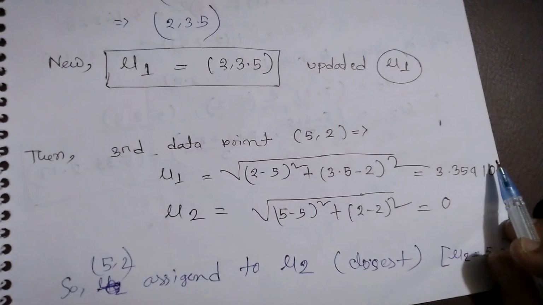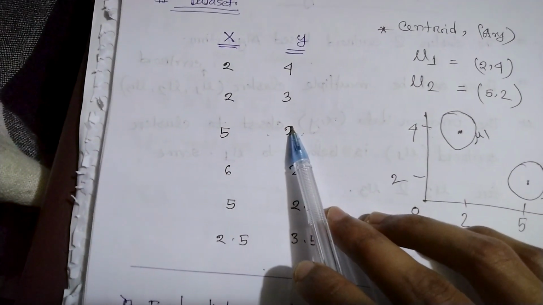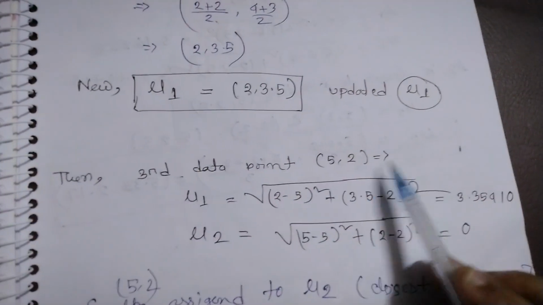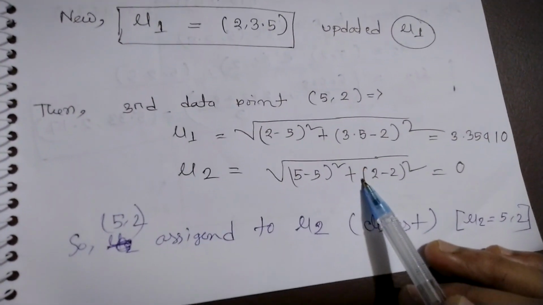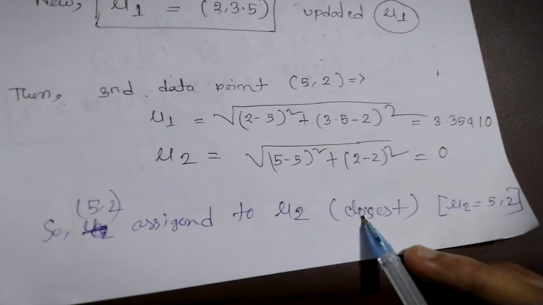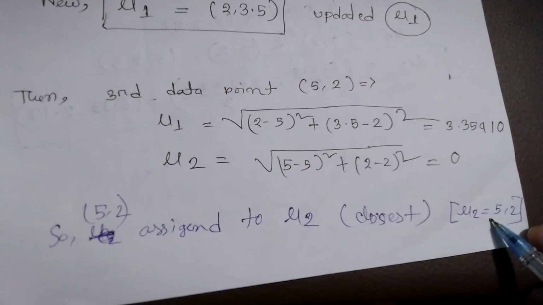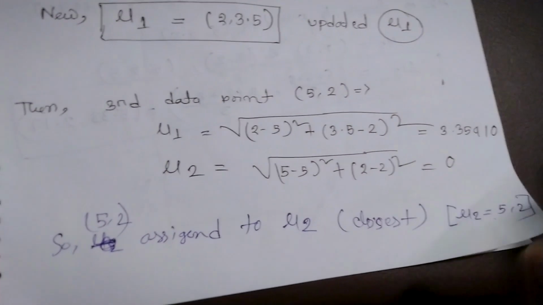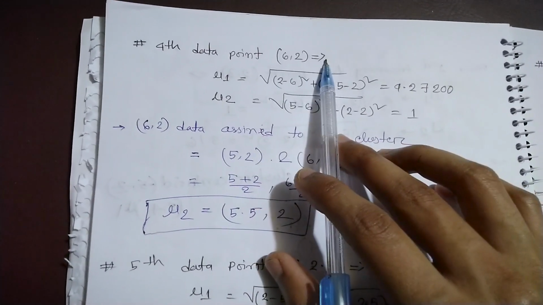Now let's find for the third data point, which is 5 and 2, and same, we need to find the distance. Now 5 and 2 is actually this 5 and 2. So the 5 and 2 data point, which is our third data point, is close to mu2. Now 5 and 2 would be assigned to mu2 as it is the closest point. Now mu2 has only one value, which is 5 and 2, so we do not need to update it.